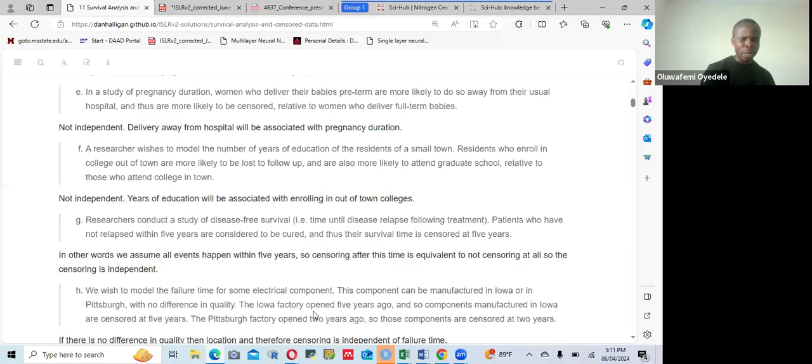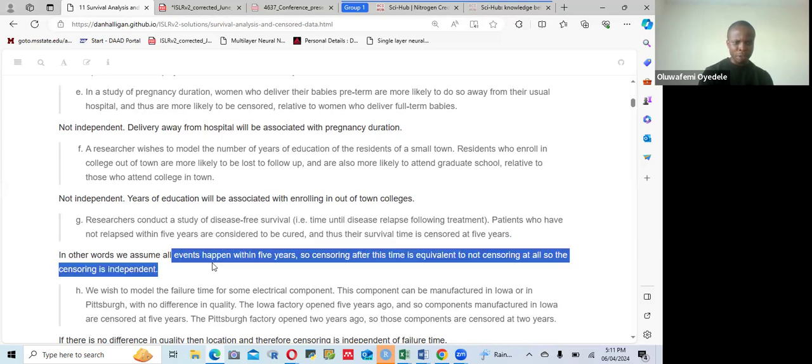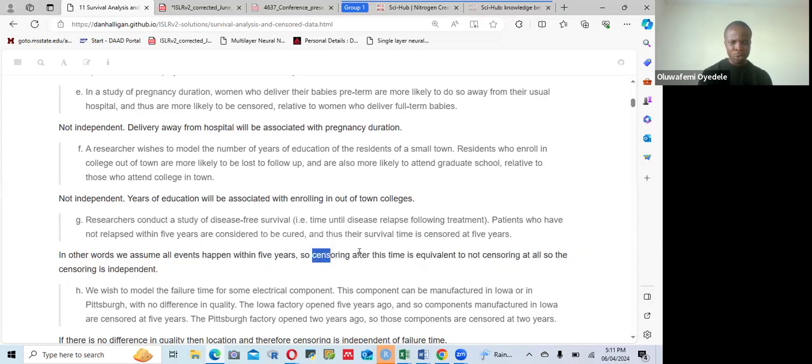Okay, so the G part, they said researchers conduct a study of disease-free survival, that is time until disease relapse following treatment. Patients who have not relapsed within 5 years are considered to be cured, and thus their survival time is censored at 5 years. So here we see that all events happen within 5 years. So censoring after that time is equivalent to not censoring at all. So the censoring is going to be independent in that case.